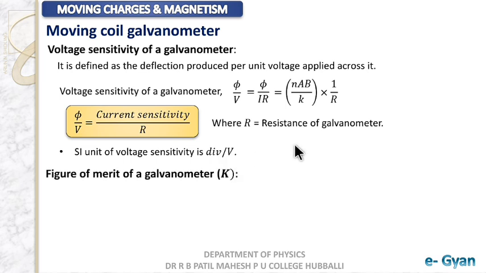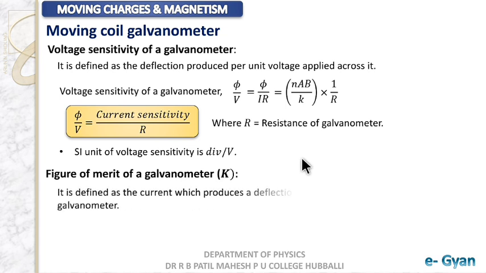Moving ahead, let us now study figure of merit of galvanometer. Figure of merit of galvanometer is the reciprocal of current sensitivity. It is defined as the current which produces a deflection of one scale division in the galvanometer. We can write this as K is equal to I divided by phi, and you can use the previous equation to get its complete expression. So the unit of figure of merit will be ampere per division.